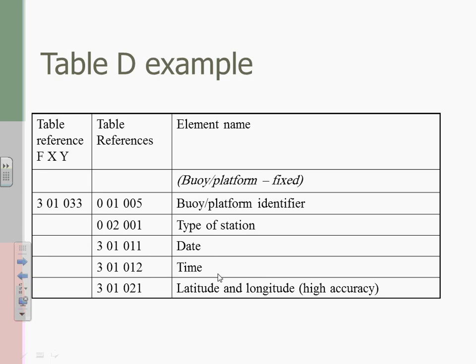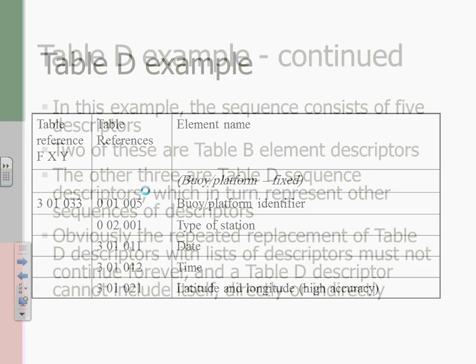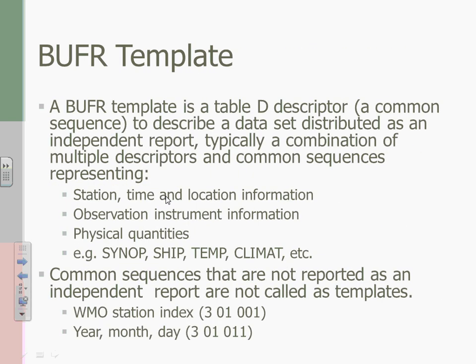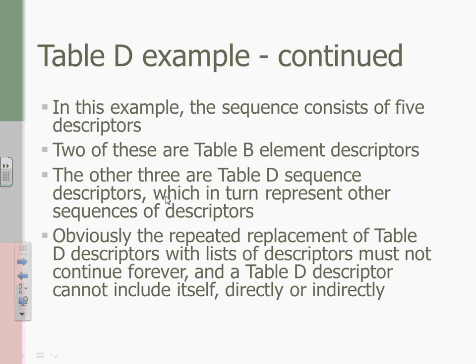This is another buoy platform fixed template. So you can again go to C301033, it's called the template for buoy. And how can you know the descriptors? You can go first to table D and look for this set of descriptors. And if you have other table D descriptors in the template, you can go back to the definition of 301011, for example.